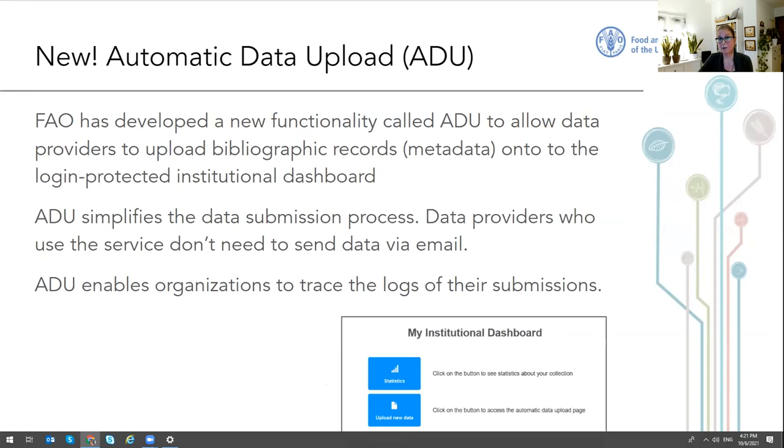And this is the automatic data upload. ADU is a piece of software that allows us to provide a way for the data provider to submit data directly into the dashboard, and they don't have to use email anymore. This means that this application has to be standard to all the metadata formats I was explaining before. And the organization, the data provider, has to specify very clearly what is the metadata format that they are going to submit every month, because we have organizations that submit this metadata every month. It's very popular. Now we have fully implemented it, and it's helping them also to trace the logs of their submissions, which is very important because otherwise they were very much dependent on us.